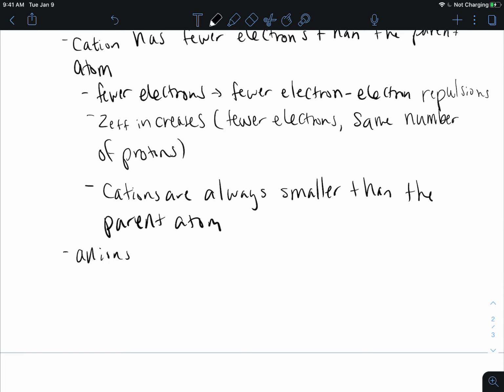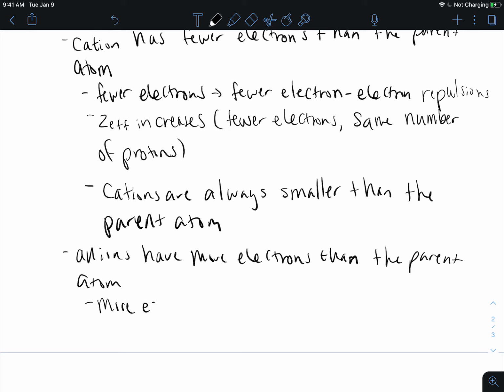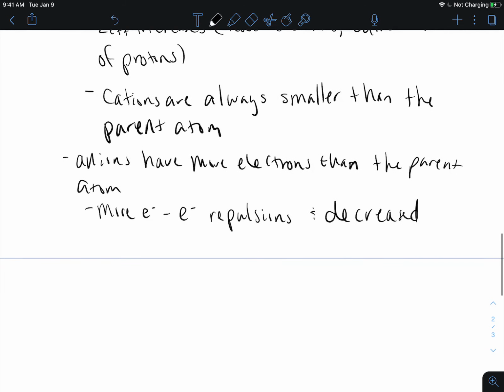Now we can look at anions. We form anions by adding electrons. Because we have more electrons, we have more electron repulsions and a decreased Z effective. So our anions are always going to be larger than our parent atom.